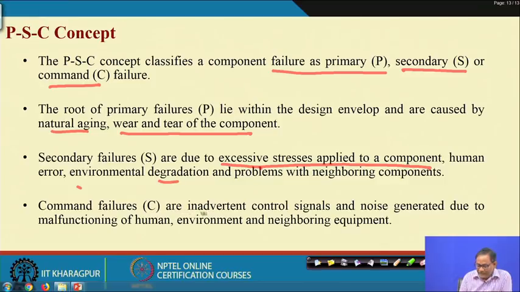So, command failures are inadvertent control signals and noise generated due to malfunction of human, environment and neighboring components. Okay.